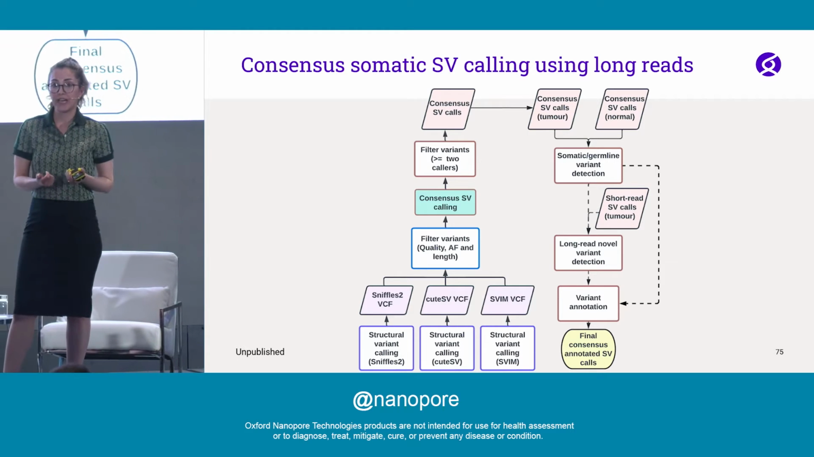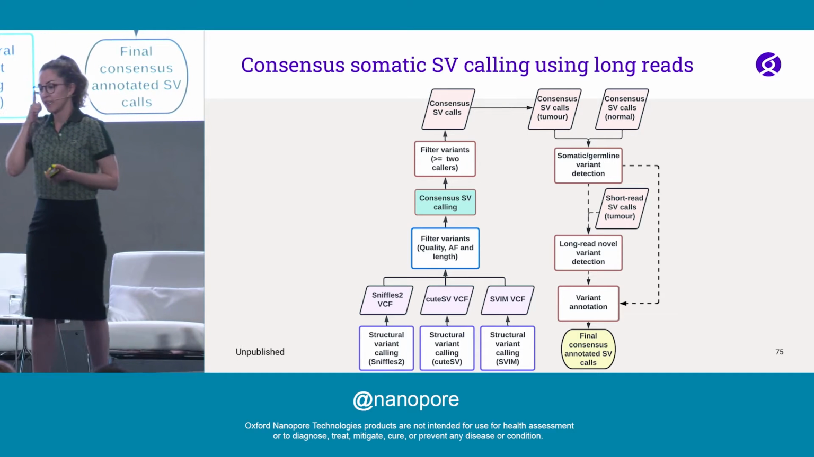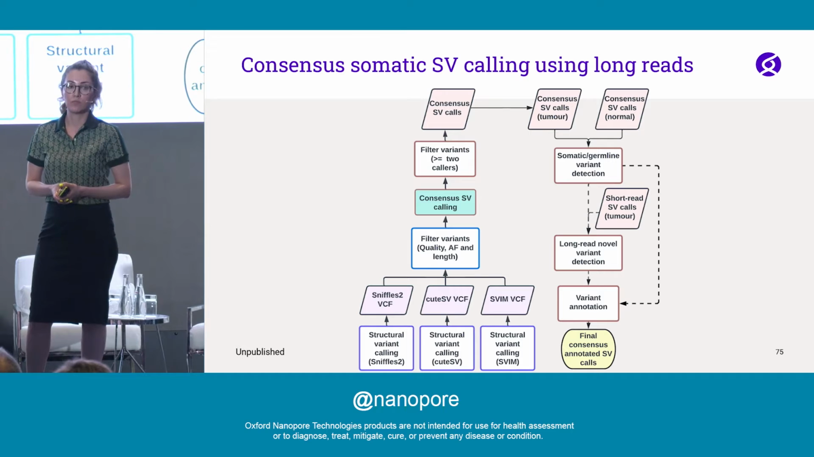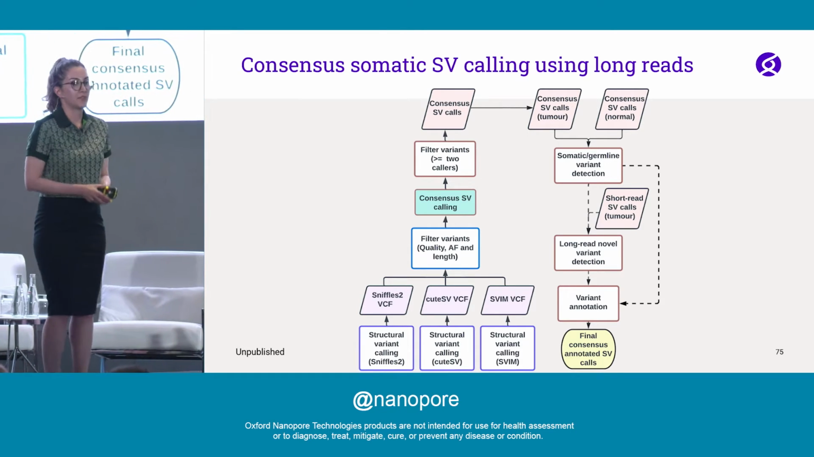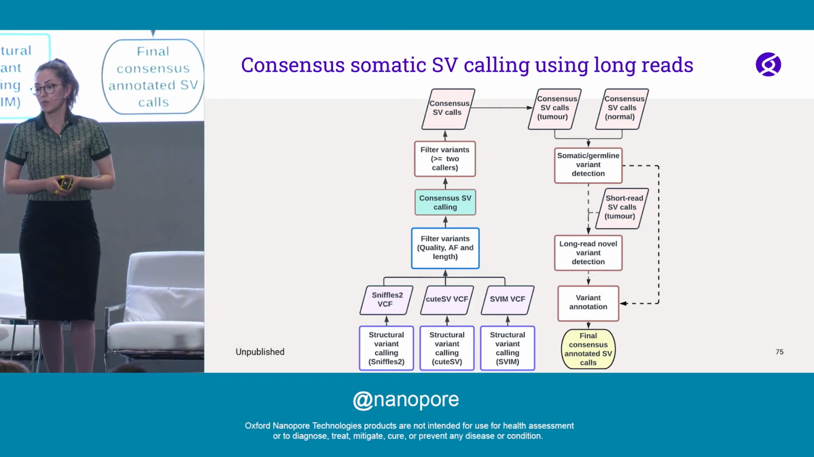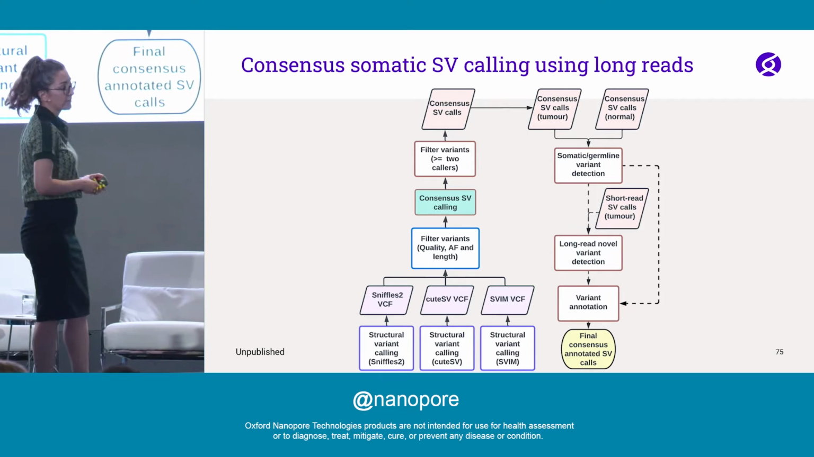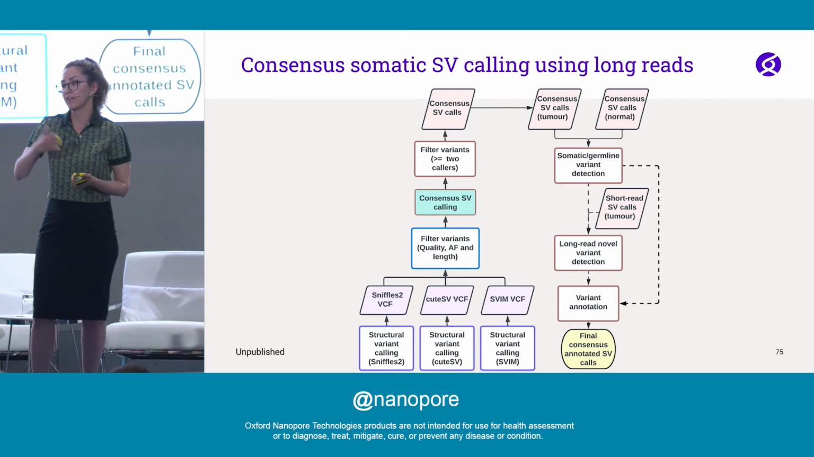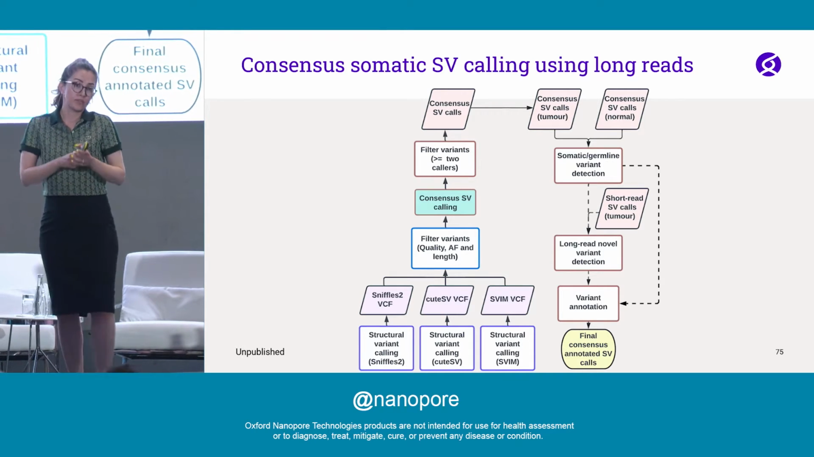What we came up with was an in-house pipeline for consensus somatic SV calling using Nanopore. We know that there are a lot of SV callers. Some are much better than others, but they all have their pros and cons. So we took Sniffles 2, cuteSV, and SVIM. We did the first filtration steps, and then we did the joint or consensus SV calling.